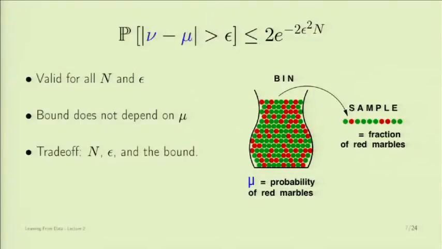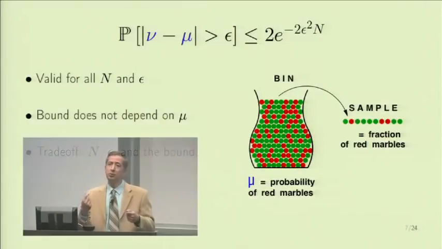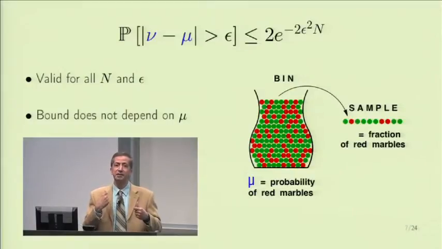The trade-off is between n and epsilon. In the typical situation, if we think of n as the number of examples that are given to you, the amount of data, in this case the number of marbles out of the bin, n is usually dictated. Someone comes and gives you a certain resource of examples. Epsilon is your taste in tolerance.